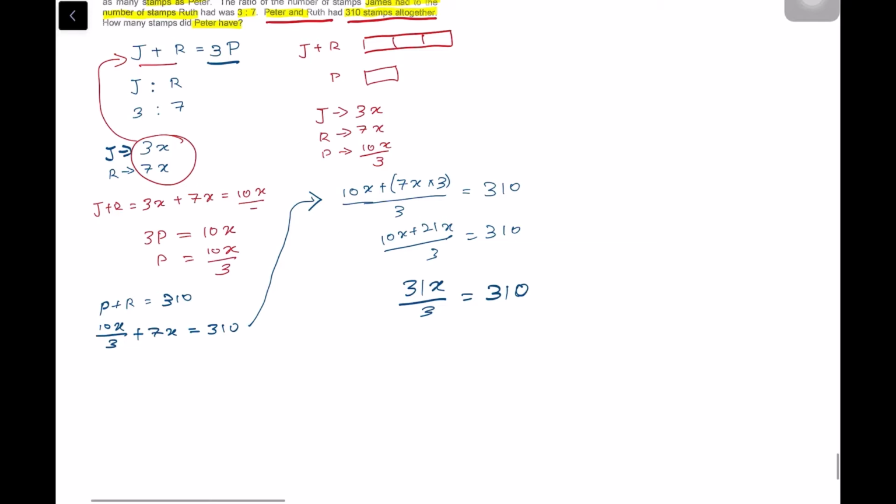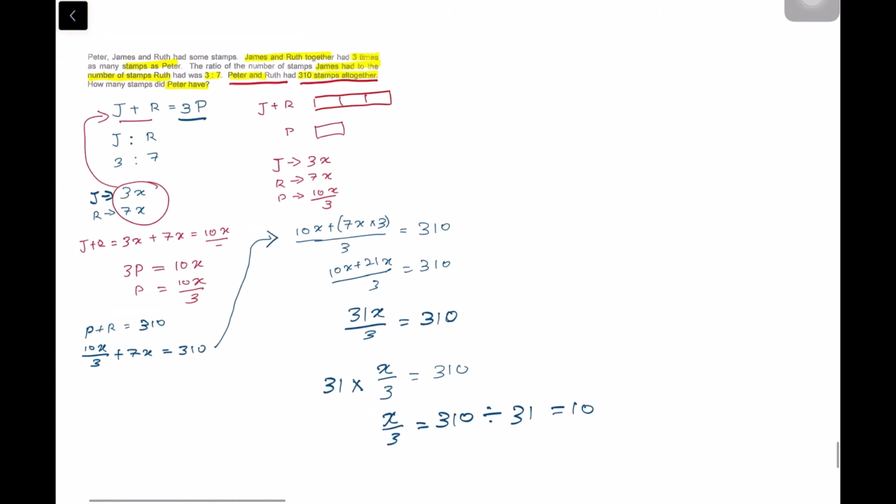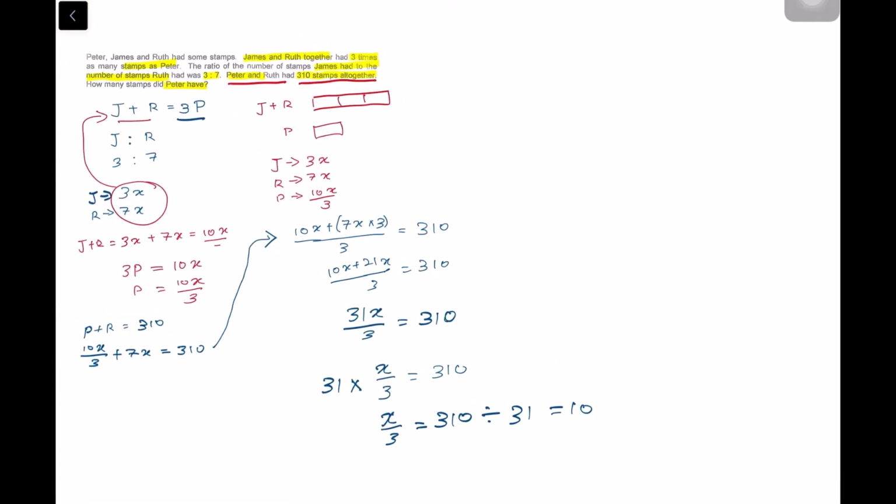So what we get is 31 times x by 3 equals 310. Because this 31 is in the numerator, I can bring it down to simplify it as 31 times x by 3. So if we divide both sides by 31, we get x by 3 is equal to 310 divided by 31, which gives us 10. So the value of x by 3 is equal to 10. So if we cross multiply and bring this 3 up, we get x is equal to 10 times 3, which gives us 30 stamps.